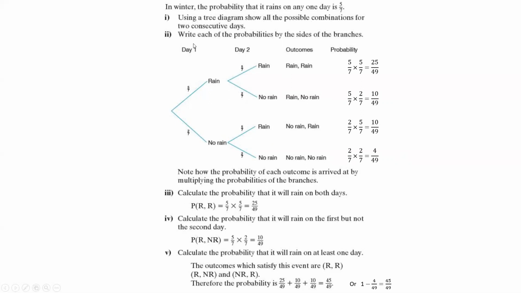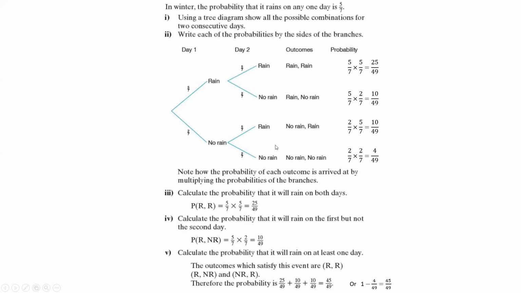So let's say this is day 1. Look at this, this whole thing here is day 1. Either rain or no rain. Because 5 over 7 is raining, that means 2 over 7 is not rain. So these two added together must get 1. Remember, these two added together must get 1. So if 5 over 7 is raining, then 2 over 7 is not raining. Okay, so this is for the first day only.